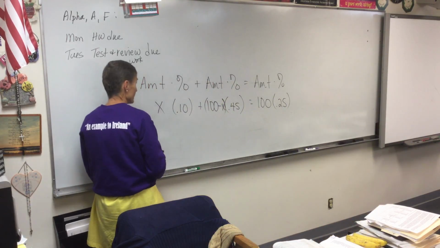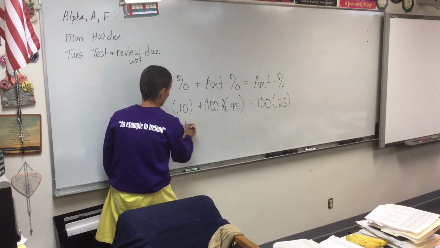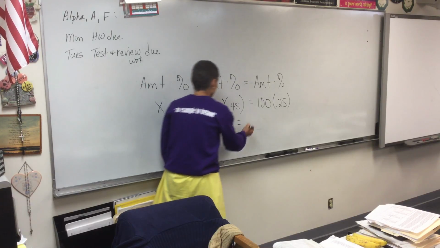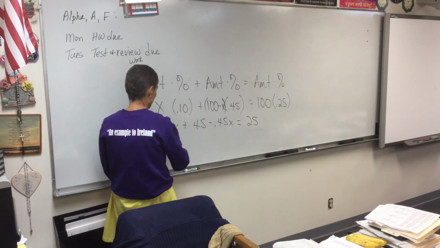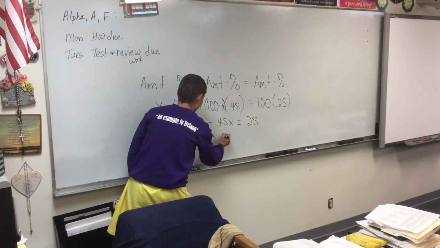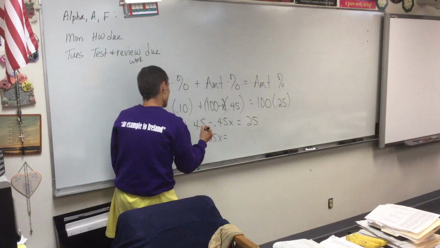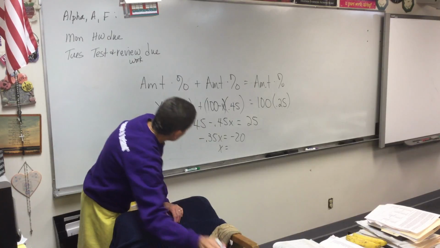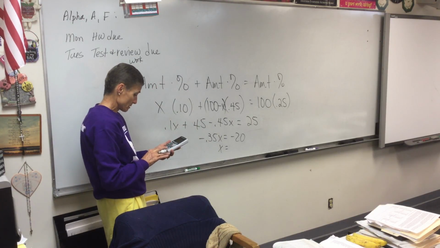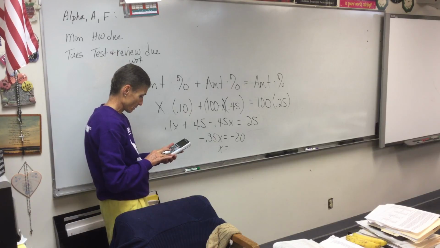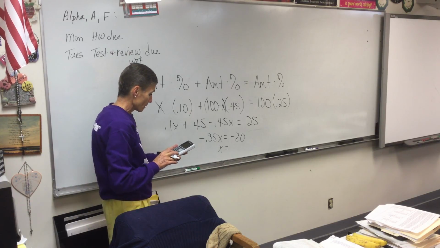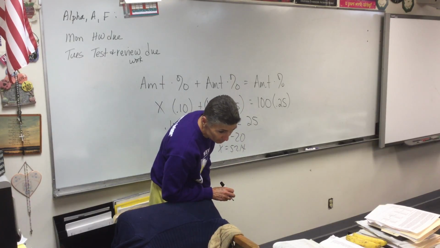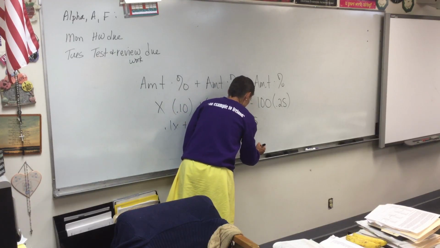Okay. So now I got my equation. I'm ready to go. So I have 0.1x plus 45 minus 0.45x, just doing my distributive, equals 25. So negative 0.35x equals negative 20. And the answer is, I got about 57.14 gallons. Yep. What do you think? Is that what you got?